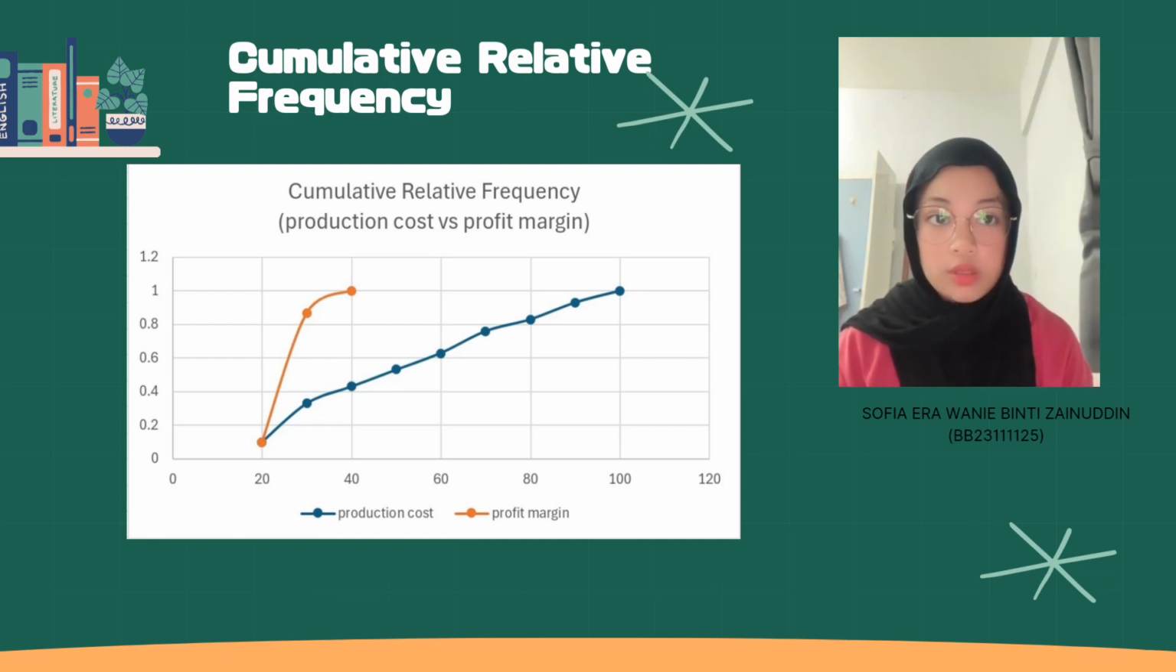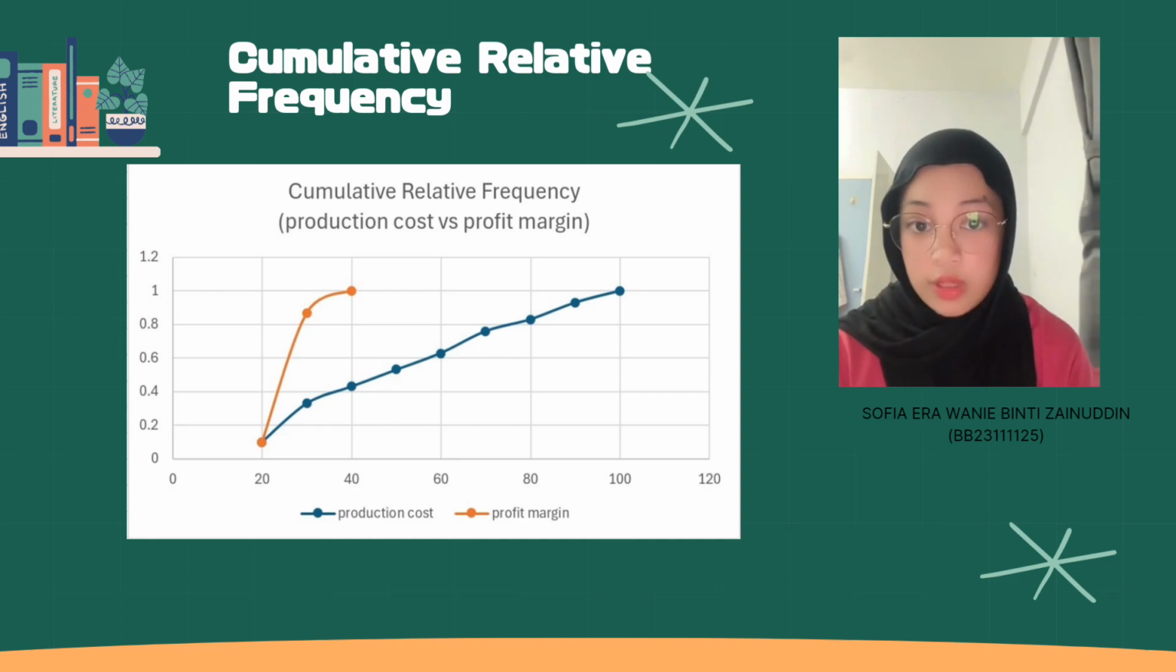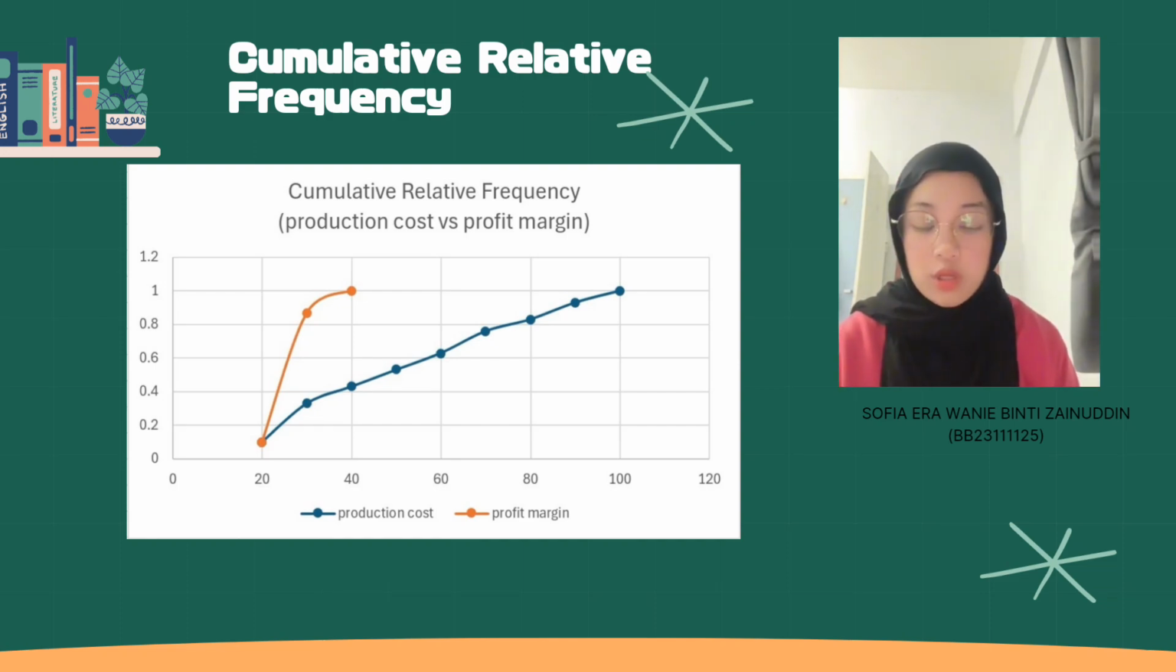Now, for the production cost, the blue line rises slowly and steadily from the start to the end. This means production costs are spread out evenly across the values. There are no sudden jumps like we see with the profit margins. At the end of the graph, both lines reach the top value of 1 or 100%. This is because all the data has been added up by the end. A cumulative graph always ends at 1 because it includes all the values step by step.